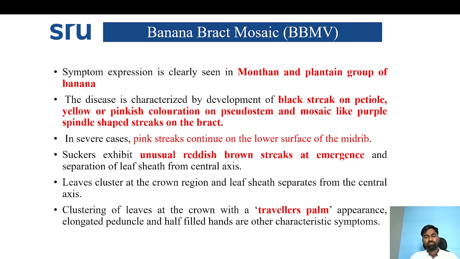Such suckers exhibit unusual reddish brown streaks at the emergence and separation of the leaf sheath from the central axis. In an infected plant, the leaves cluster at the crown region and the leaf sheath separates from the central axis. The clustering of the leaves at the crown region with a traveler's palm appearance is the most characteristic symptom of bract mosaic disease in banana. Then off-filled fingers like ants are also a characteristic symptom of banana bract mosaic.